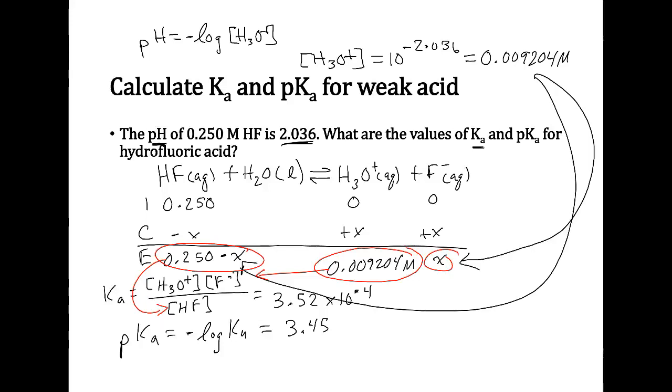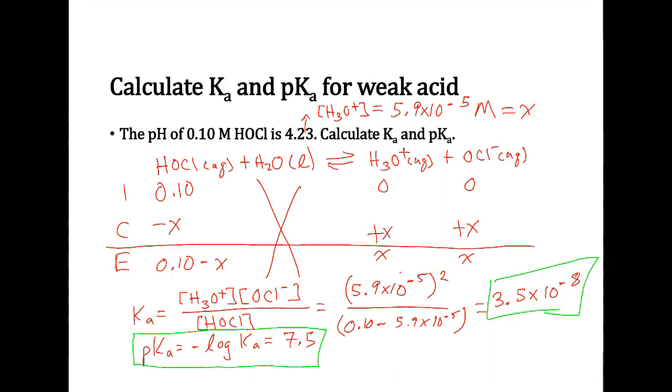Alright, so these problems are just like the other equilibrium problems that we've done before, but now this time we're looking at a specific type of reaction, the dissociation of an acid. So what I'd like you to do is go ahead and try this next problem on your own, and then double check your work to make sure that you're getting the same thing that I did. So go ahead and pause it.